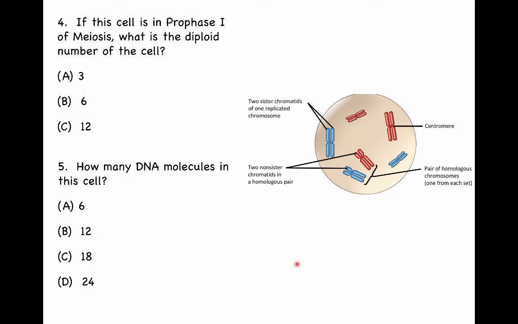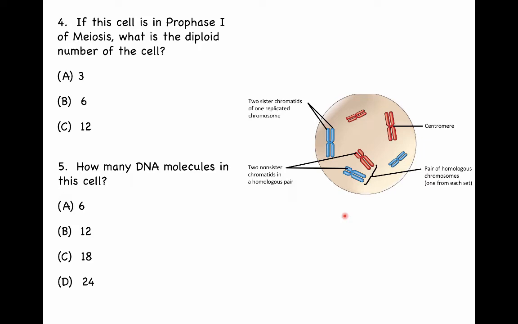Okay, so today I wanted to go over how to do some of the questions from the meiosis quiz. So these are the first two questions I wanted to talk about. If this cell here is in prophase 1 of meiosis, what is the diploid number of the cell? And then also how many DNA molecules are shown in this cell?